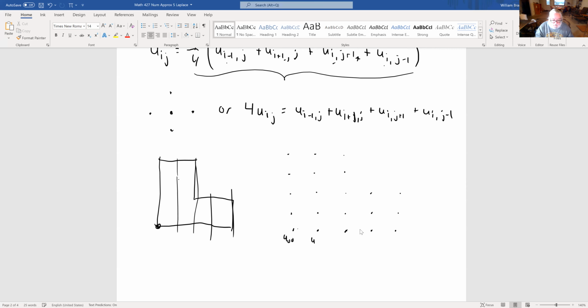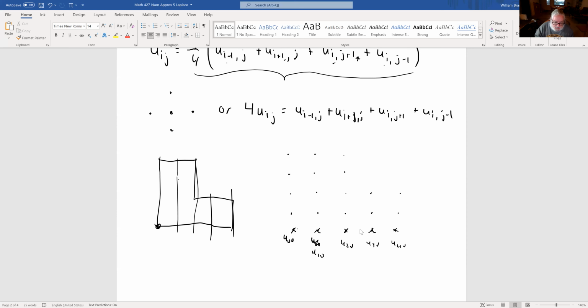So this is U00, U10, because X is the first coordinate, U10, U20, U30, U40, like that. All of these, and we'll put little X's on them, those are on the boundary. So I know those points, they're on the boundary because that's the boundary condition.